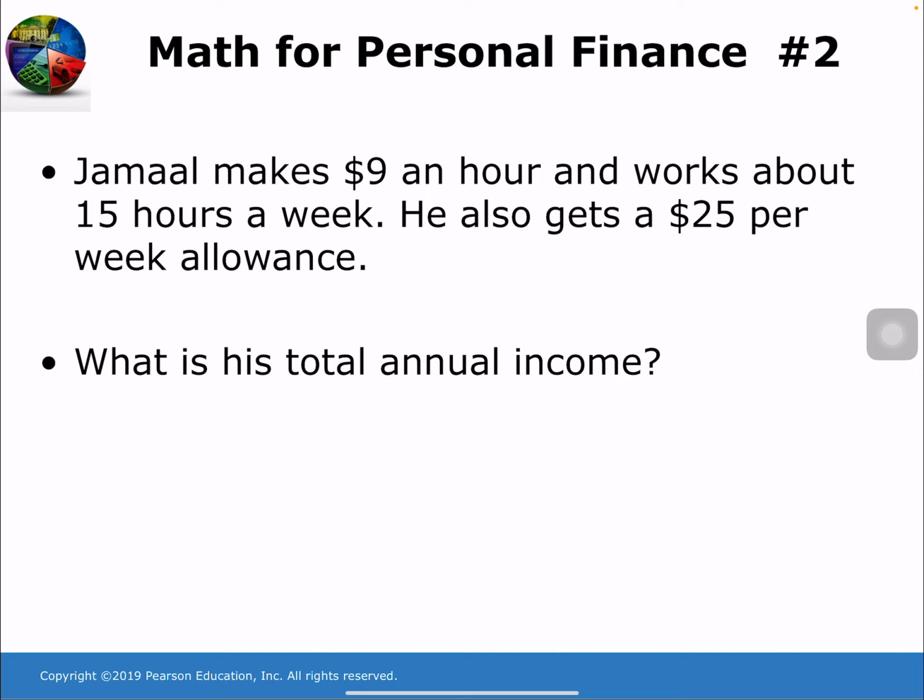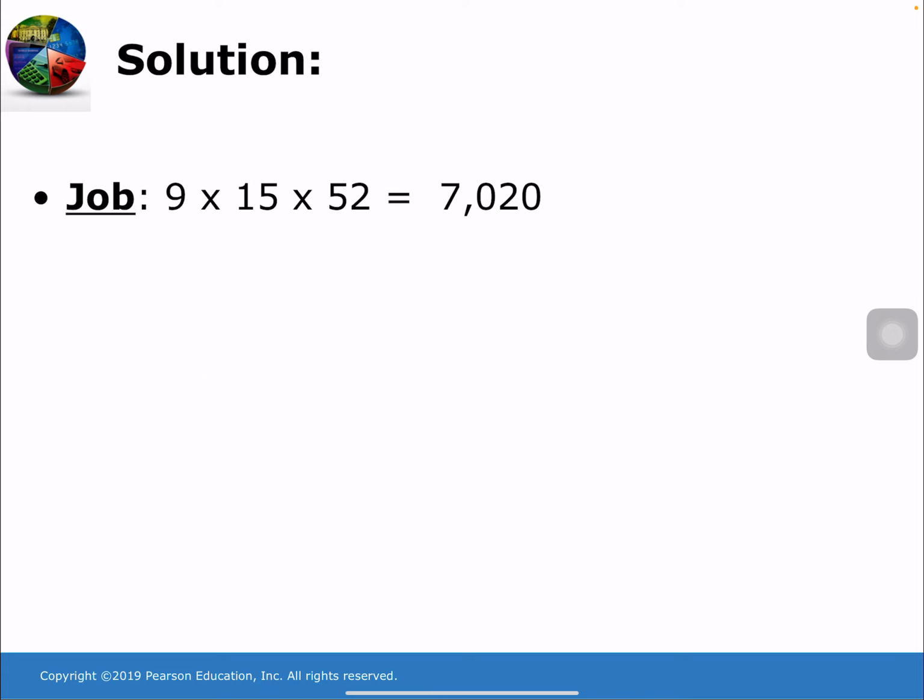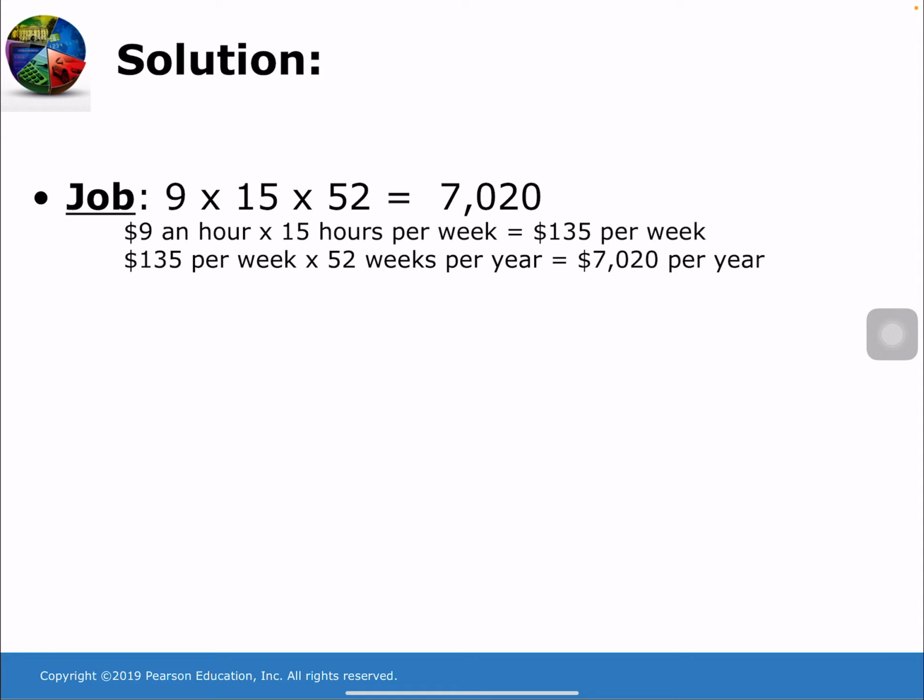Let's take a look at math problem number 2. Jamal makes $9 an hour and works about 15 hours a week. He also gets $25 per week allowance. What is his total annual income? Okay, so his job: he has $9 times 15 hours a week, so he's going to make $135 per week at his job.